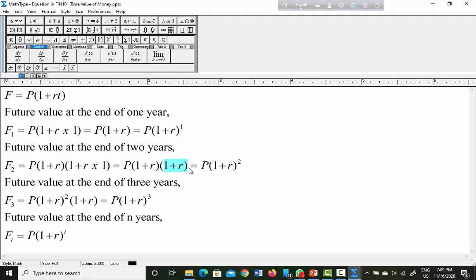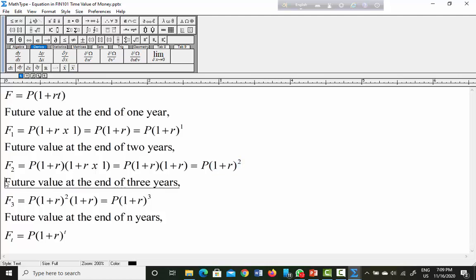So this is the new 1 plus R, and this is the previous amount of investment, the previous value. We have invested for 1 more year, that means 1 plus R multiplied by 1 plus R, and we will get 1 plus R square. Right. Now we will invest for 1 more year.